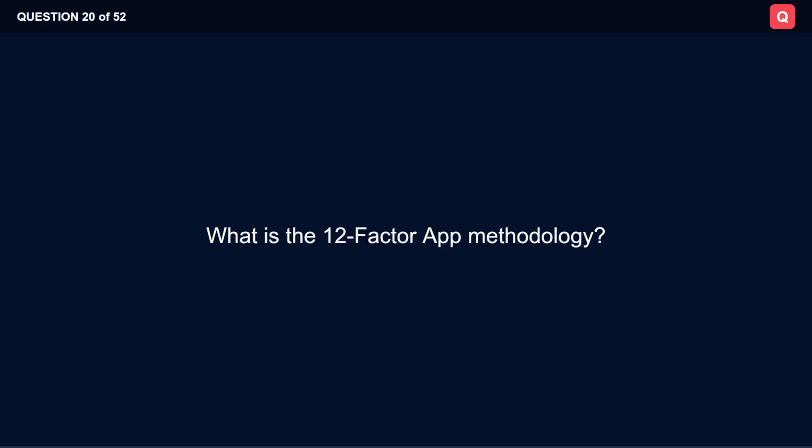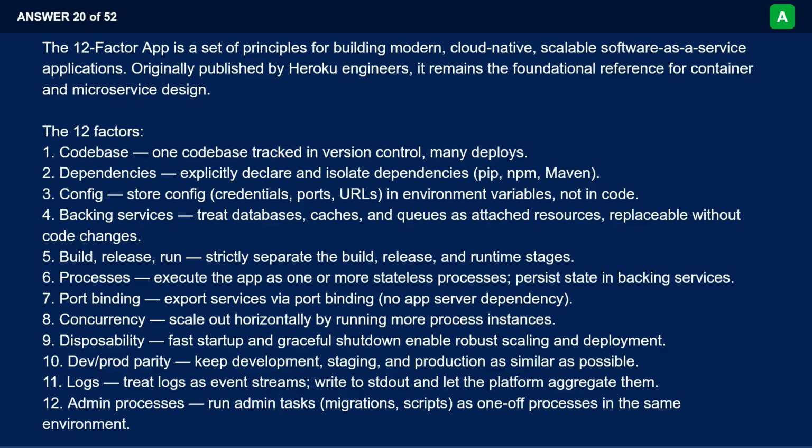What is the 12-factor app methodology? The 12-factor app is a set of principles for building modern, cloud-native, scalable software-as-a-service applications. Originally published by Heroku engineers, it remains the foundational reference for container and microservice design.